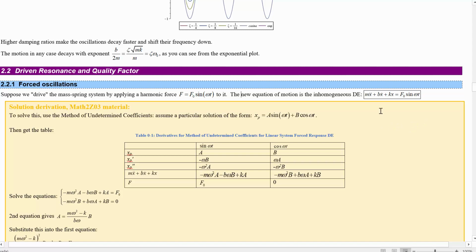And the way that we solve that is by solving the associated homogeneous one first, which we did up there, and then finding a particular solution to this. A way that you can do that in second year is with the method of undetermined coefficients.